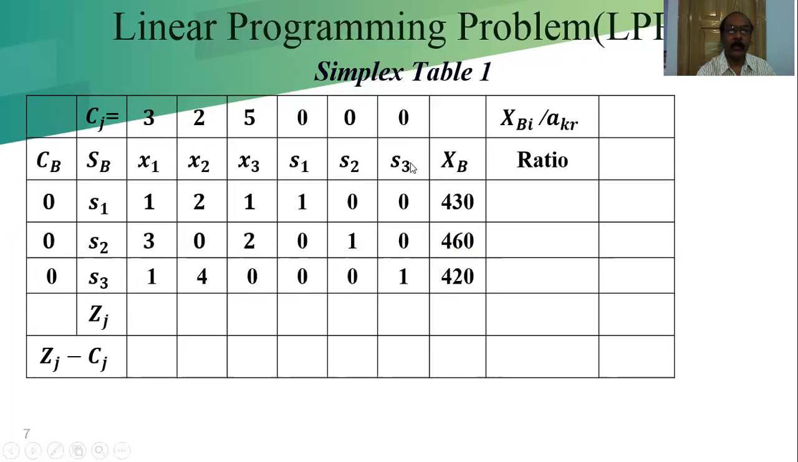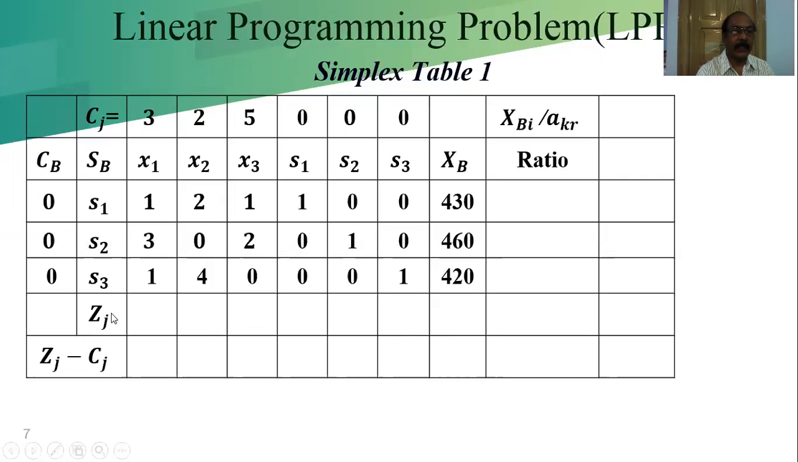Now, since s1, s2, s3 are the basic variables, the basic vector is s1, s2, s3. The coefficients of s1, s2, s3 in the z function are 0, 0, 0, that's why CB is 0, 0, 0. Now this is the first table, simplex table 1. Now we proceed to compute Zj and Zj minus Cj. That we will calculate in the next table. If we did it in the same table, it would not be clear to you how it is calculated.